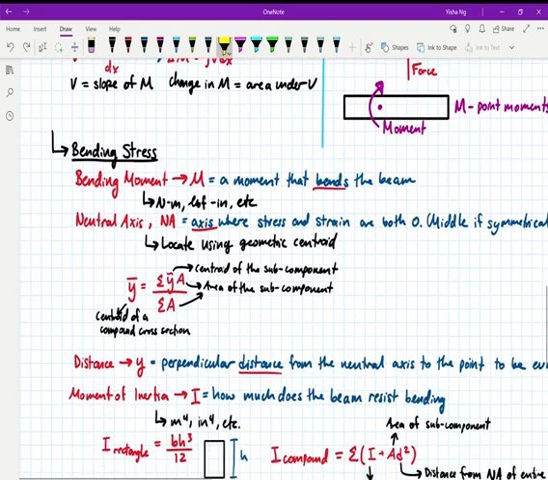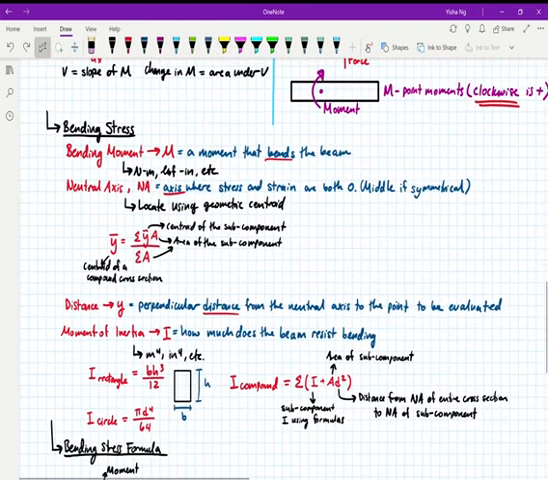All right, moving on. For bending stress, let's go over a couple definitions. The bending moment, M, is a moment that bends the beam. The units for that are going to be newton meters or pound-force inches, stuff like that. Your neutral axis, which is NA, is an axis where stress and strain both equal 0. If you have a symmetrical shape like an I-beam or a rectangle or a circle, your neutral axis is just going to be straight down the middle. If it's not symmetrical, you can locate the neutral axis using the geometric centroid.